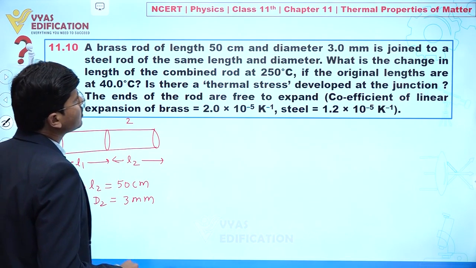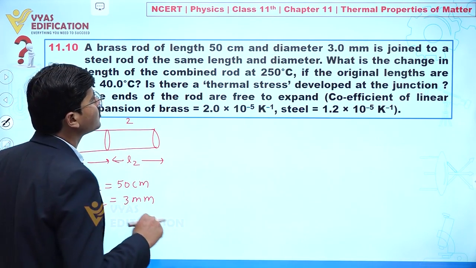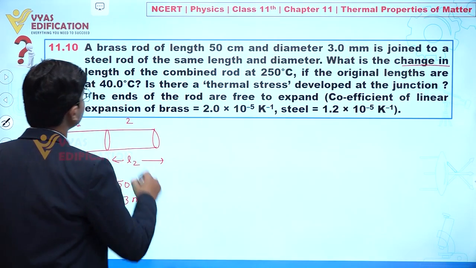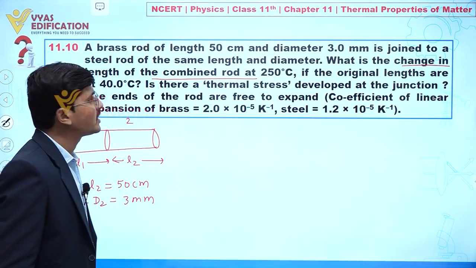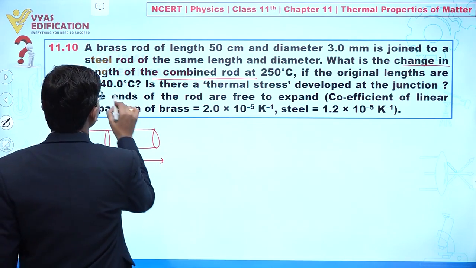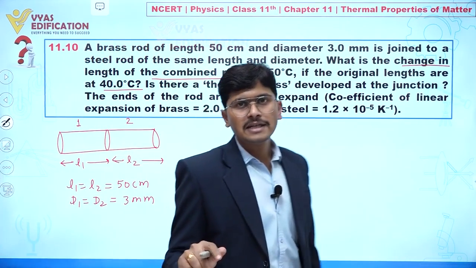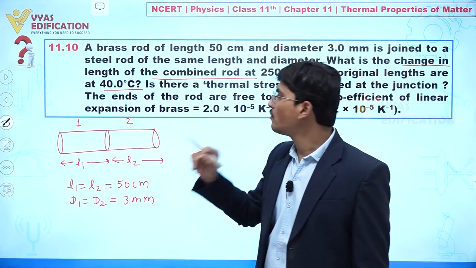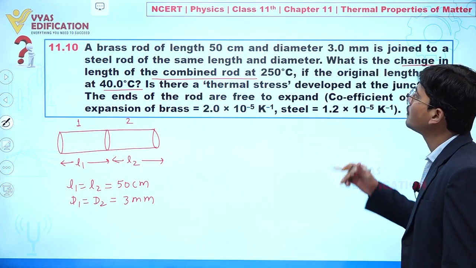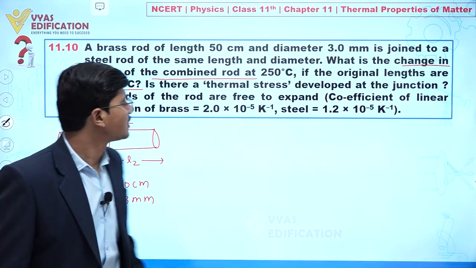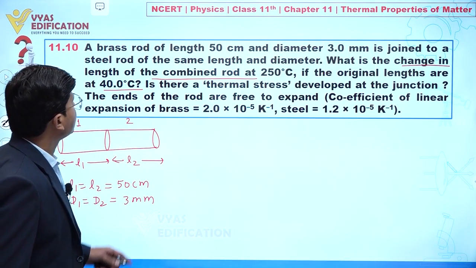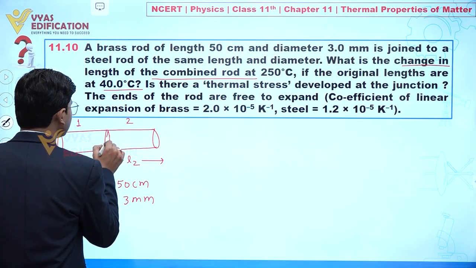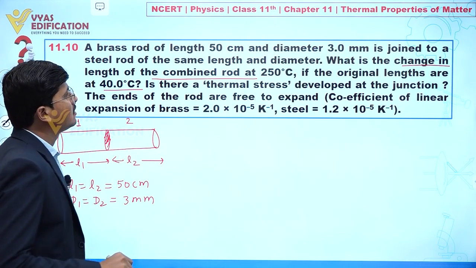Now what is our objective? Our objective in this question is to calculate the change in length of the combined rod at 250 degree Celsius. The original length of the brass rod and steel rod is given to you at 40 degree Celsius, and now our objective is to calculate this length at 250 degree Celsius, clear to everyone? Yes. Now we also need to find whether there is a thermal stress developed at the junction. Our objective in this question is to calculate the thermal stress, clear?